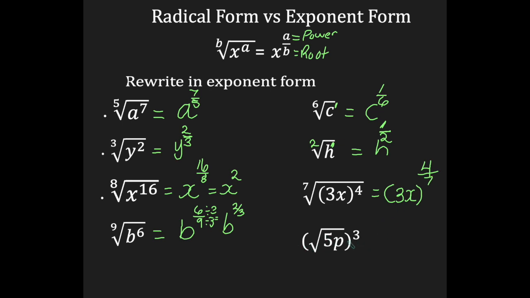Now notice where my parentheses are, and notice where my 3 is. That's your power. So that would be 5p, and my power is 3. Notice that I don't see a number here for my root, which means that my denominator is going to be 2. Remember, if you don't see a number for the root, it is 2.